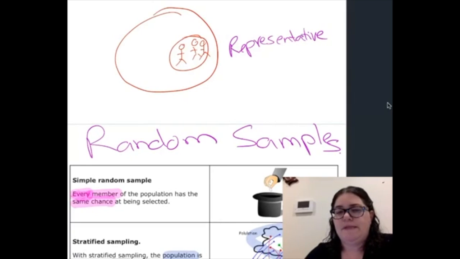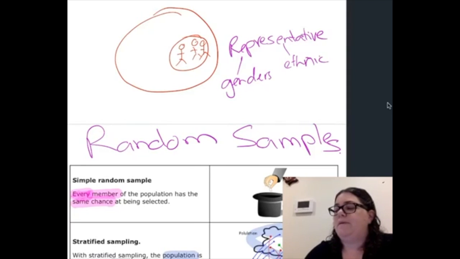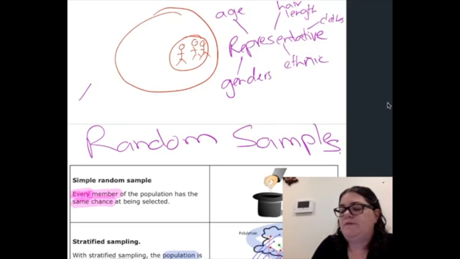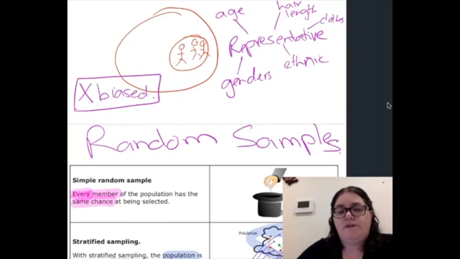So if they're representative, that means I've got people of both genders. I've got people of different ethnic backgrounds. I've got people of different ages, different hair length, different taste in clothes. Okay, everything about ourselves that make us who we are, we want to have a representative mixture of that within our sample. Because what we don't want is a biased sample. Okay, so that is what we don't want.